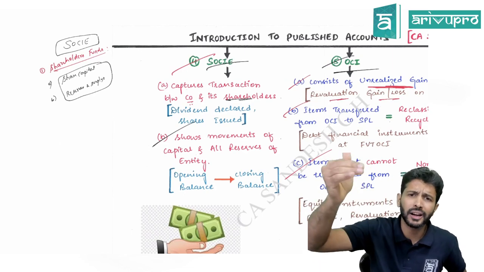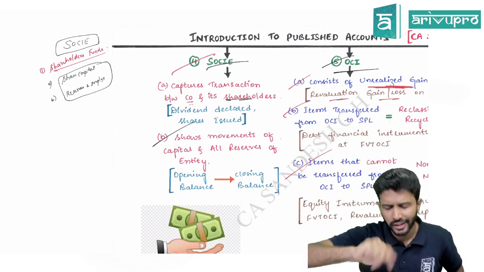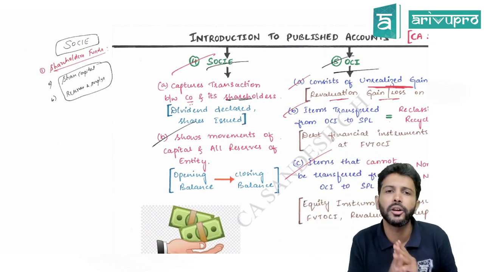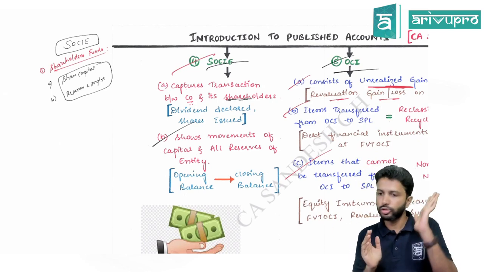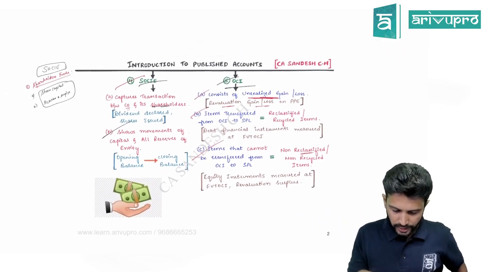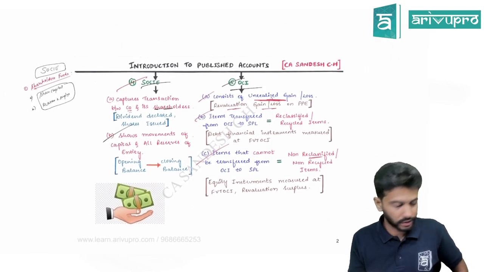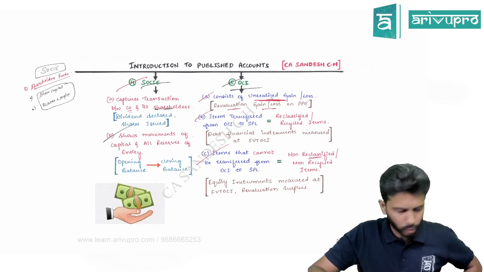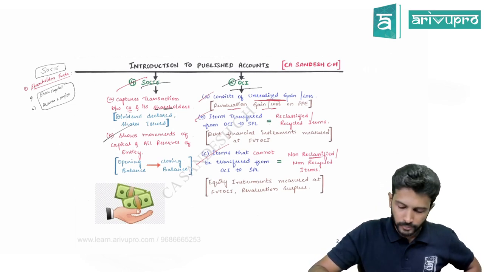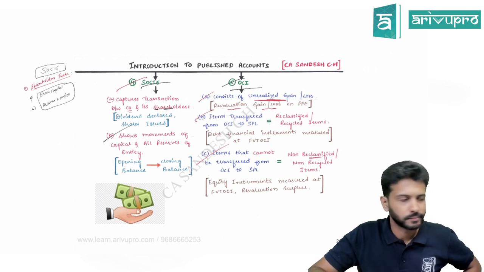Earlier we used to prepare the P&L appropriation as an account. Here it's more or less the same component, but you need to present it as a statement, and the name of that statement is SOC. That's pretty much the thing here, sir. Unless you have any doubts, I think we can pick up a question. Any questions you have? No?